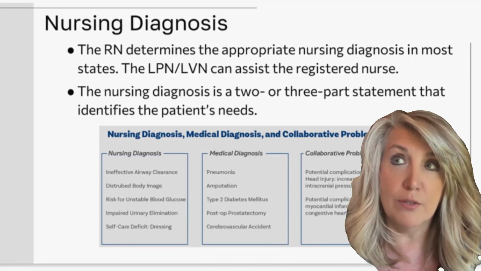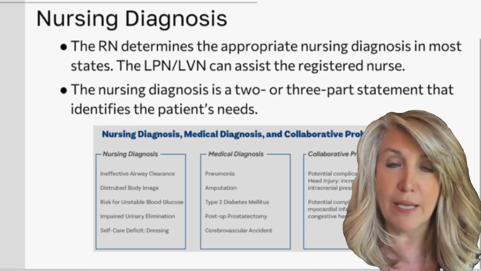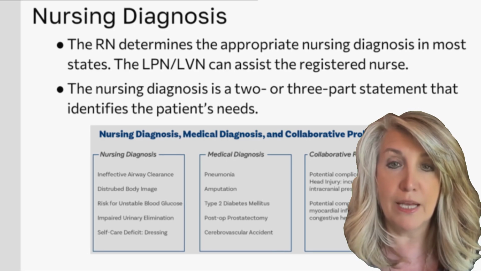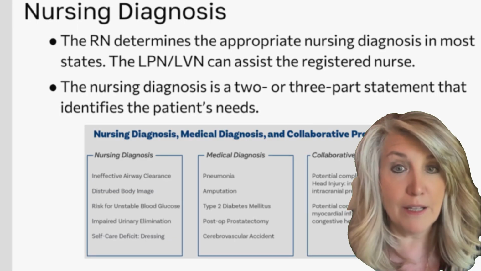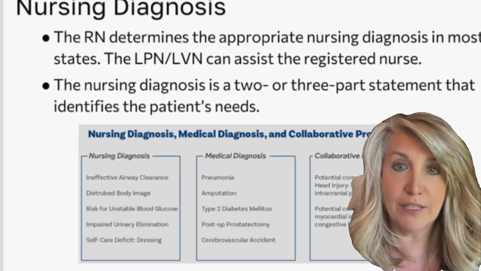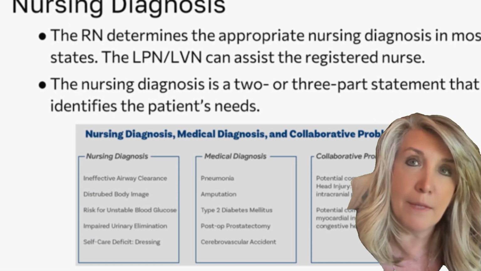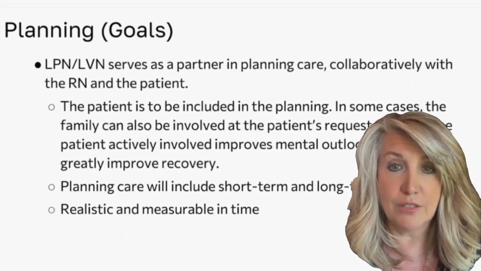The patient should be included in planning. Sometimes family can also be involved at the patient's request. Keeping the patient involved improves mental outlook and can support recovery. Planning care includes short-term and long-term goals that should be realistic and measurable in time. So diagnosis guides planning, and planning guides interventions.